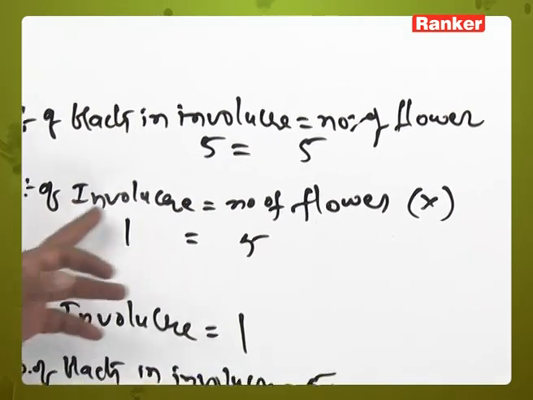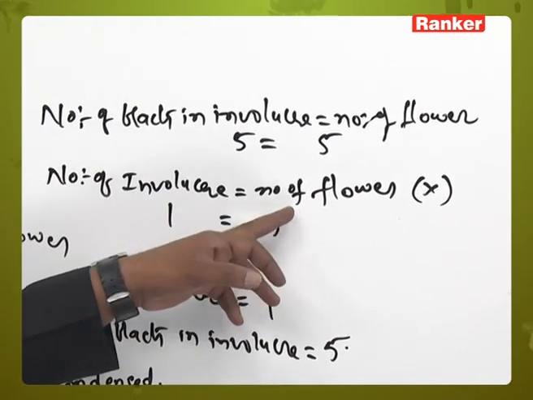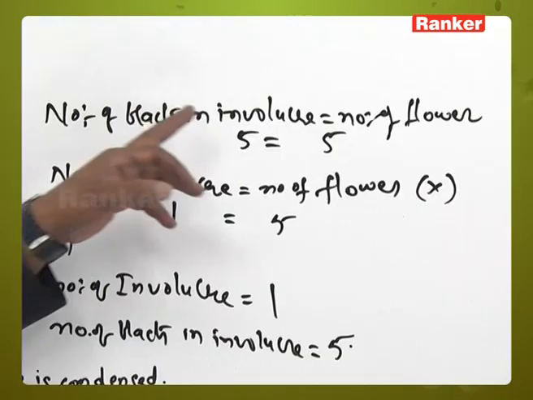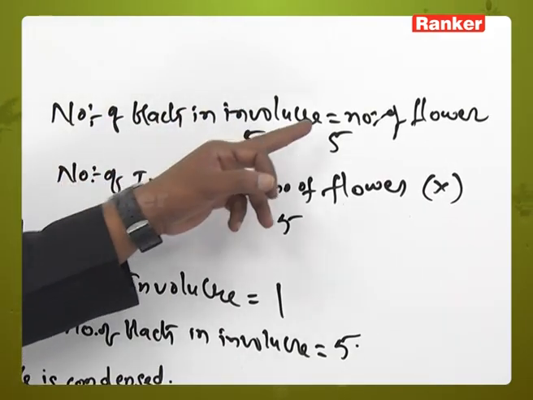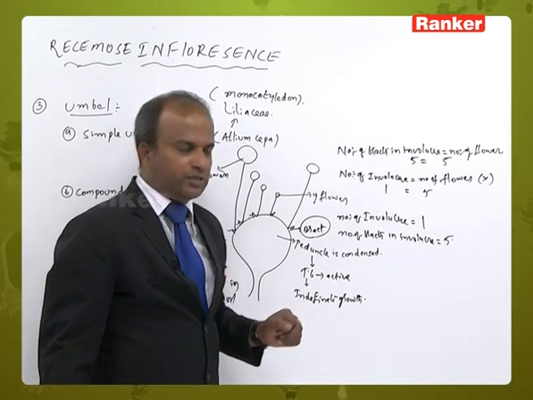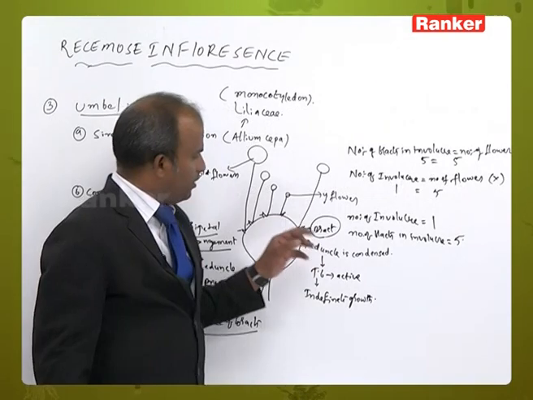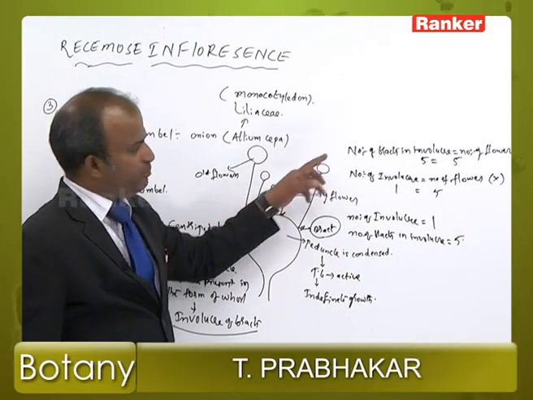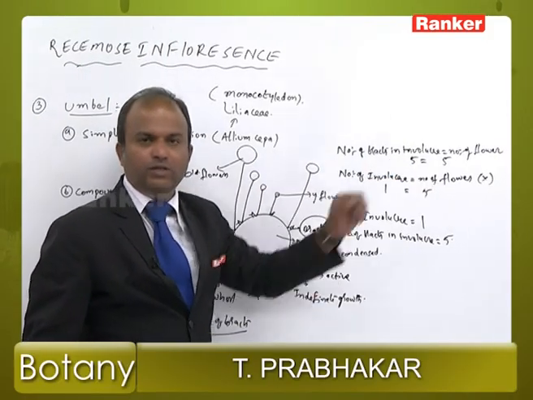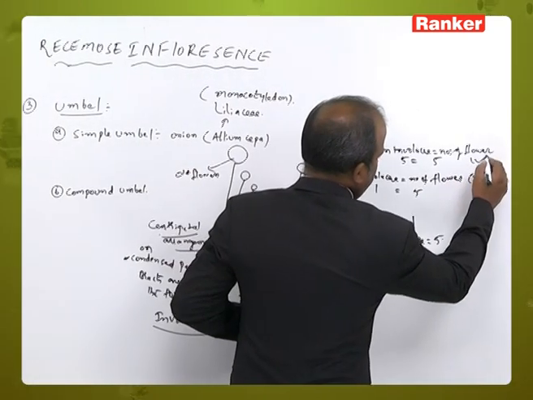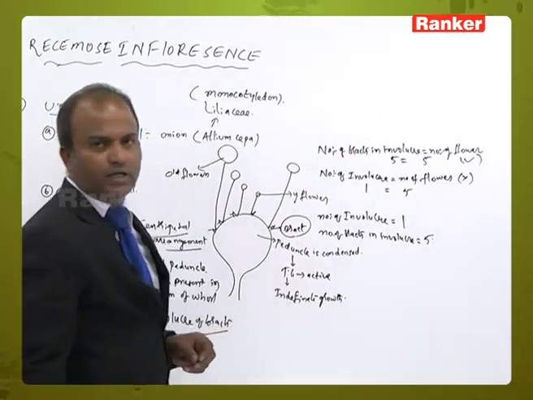Number of involucre is equal to number of flowers is one of the wrong option. Why? Because here the number of involucre is 1 and number of flowers is 5, so it is not correct. But whereas number of bracts in involucre is equal to number of flowers, yes. Why? Because number of bracts in involucre is 5 and the number of flowers also comes 5. That means it is one of the right option.